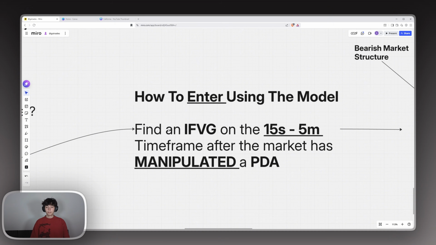But yeah, so find an IFG on the 15-second to 5-minute time frame after the market has manipulated a PD array.